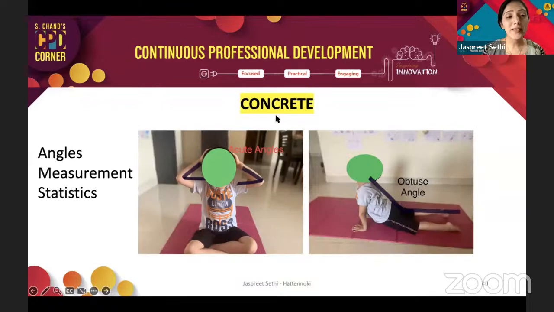Other concrete materials, of course, our hands, our body. So I have used when I'm making like a particular yoga pose and I show angles. And also, of course, our body is very useful to do some questions related to measurement and height and weight and statistics.